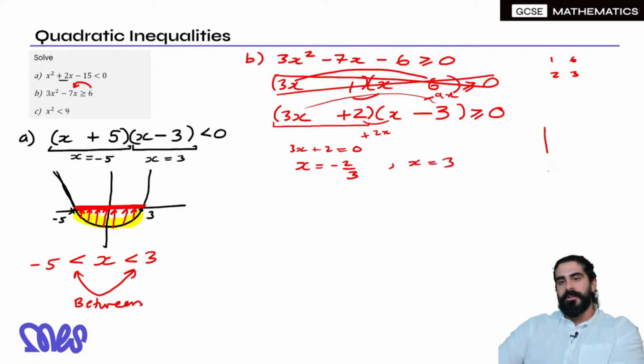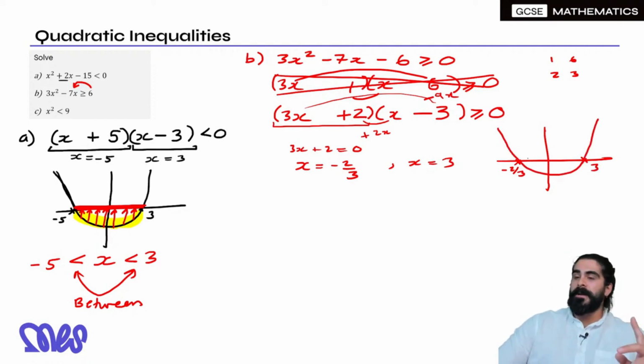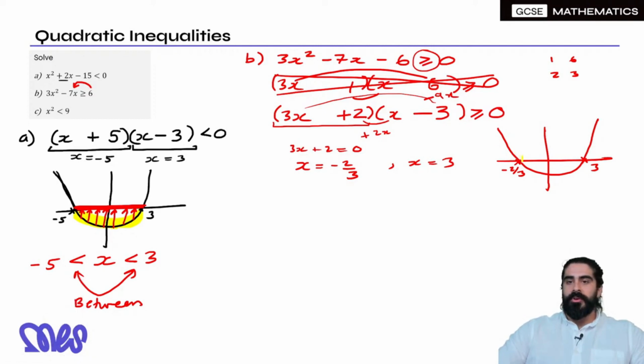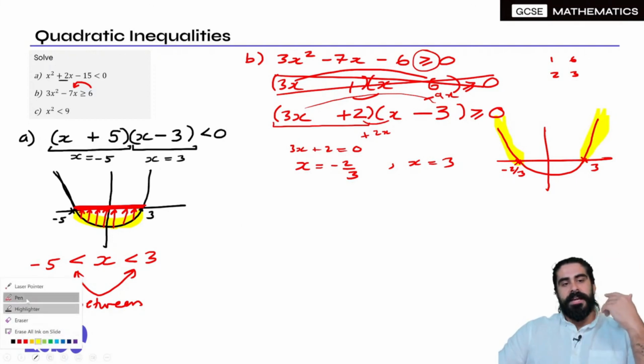Then we draw our picture. We have minus 2/3 and we have 3. Here's our graph. Now this time, we want to know when is it bigger than or equal to 0. Bigger than, meaning when is it above the x-axis? Well, the quadratic is above the x-axis here and here. So from there, we draw lines down to the x-axis, which is the number line.